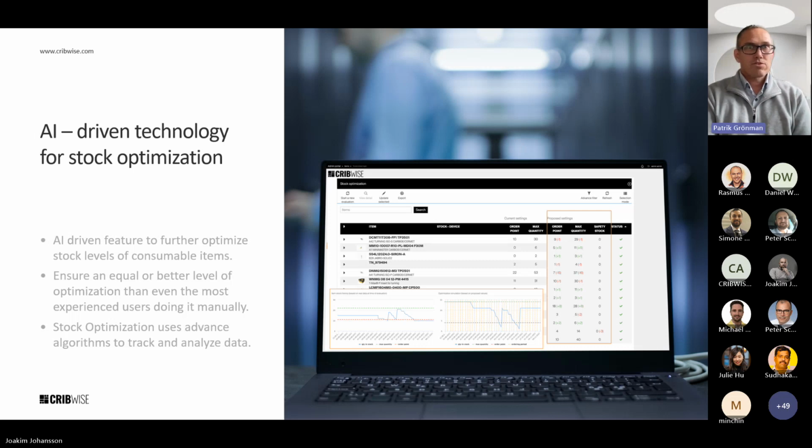I think Daniel will later also continue on the AI theme and how this will impact the future of manufacturing. But the CRIBWISE Stock Optimizer already is cutting out administrative workload. The optimizer already uses advanced algorithms based on consumption and purchasing patterns to propose an update of stock parameters. In basics, the input needed for the optimizer is training period, service level, safety stock, and ordering frequency.